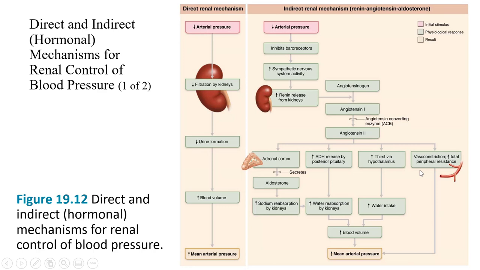The same angiotensin 2 can also promote vasoconstriction in the medium-sized arteries or the small arteries, and can increase peripheral resistance. All of these effects will eventually increase mean arterial pressure. This is what the body does so that we're not going to be losing perfusion in the cells.